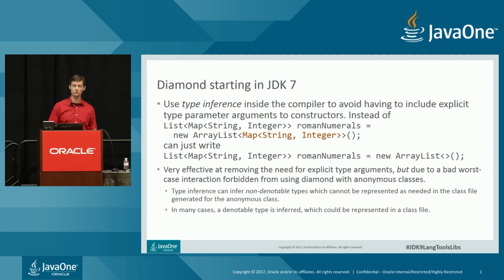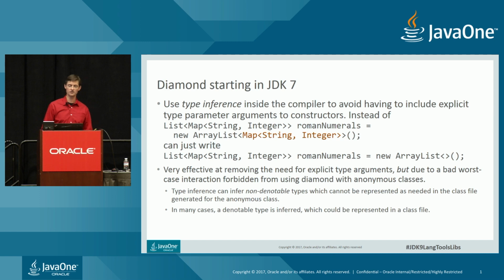However, due to a bad worst-case interaction, we had to forbid using diamond when you were using anonymous inner classes. The problem is, in the worst case, the compiler could infer something called a non-denotable type. This is a type outside of the type system we can use as programmers, but exists inside the compiler. And the problem is, if you have an anonymous class, that needs a class file, and part of the information in the class file it needs is the type arguments, and if you have a non-denotable type inferred, it's outside what you can write in the class file, so that's bad.